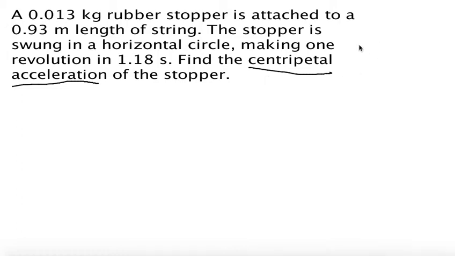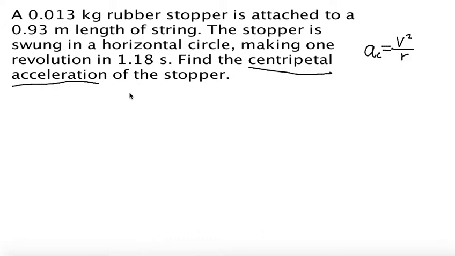But the equation that we get for the centripetal acceleration looks like this. a_c is equal to v squared over r. So the velocity squared divided by the radius of the circle gives us the centripetal acceleration of an object.